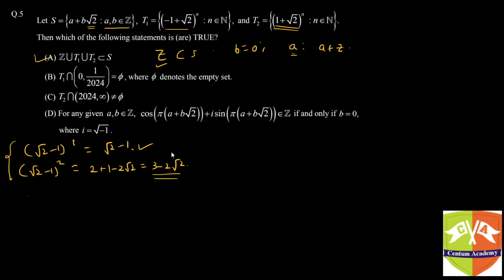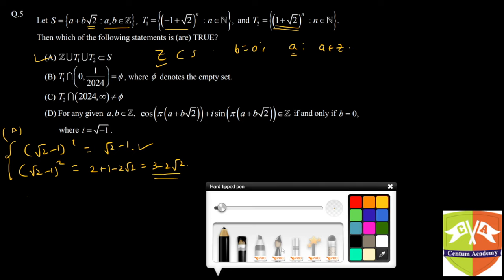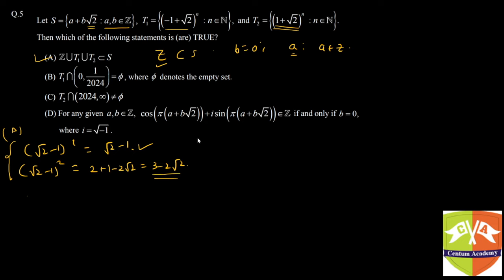All right, next let us see what is given. Option B is T1 intersection (0, 1/2024) equals the null set. It's a tradition nowadays that if the JEE is happening in the year 2024, they will ask a couple of questions in which the data also uses the number 2024. This was a common trait in Olympiads, and JEE has started it recently. Though this number has no much significance with respect to this question, it's a small number.